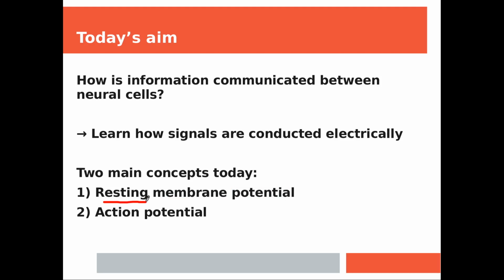Resting is basically when the cell is not doing anything. What is the voltage of the cell? And then second, we'll cover what's called action potential, which is the main way that neurons use to signal each other in the mammalian brain and bird brain and pretty much all large animals, other than certain special types of neurons in humans.